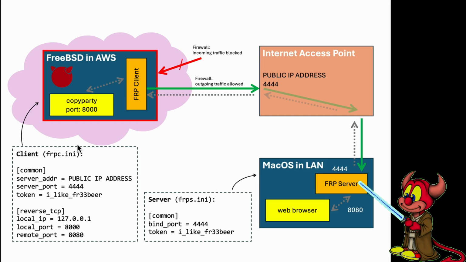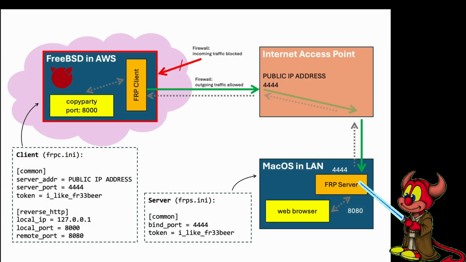The connection on the FreeBSD machine is going to be done with an frpc.ini client file. It has a common section showing the server address, which is going to be my public IP address, and the server port, which is exposed with the 4444. I put a token here, which I just say, okay, I like free beer. It's whatever, you can choose whatever token you want for added security.